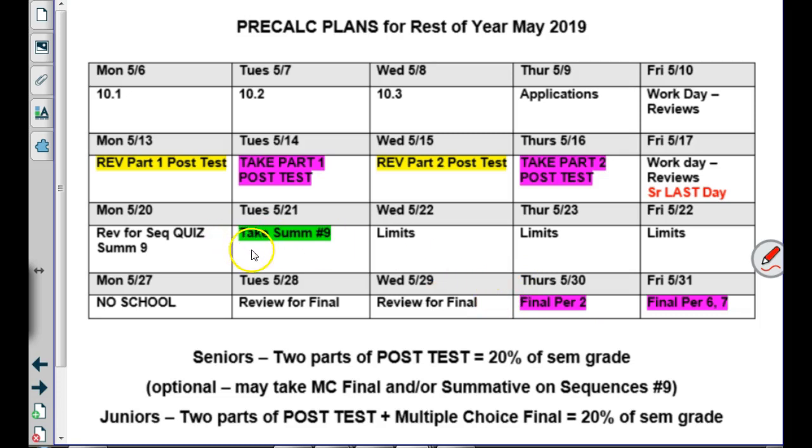Okay. If you're not a senior, you also have one more summative to take on sequences. If you are a senior, you have the option to take the multiple choice final and or that summative on sequences if you're worried, if you think it would help your grade or you're worried about passing or whatever. Okay? But I need everybody to be very aware that next week, Tuesday and Thursday, are two parts of the final for everybody. Any questions?